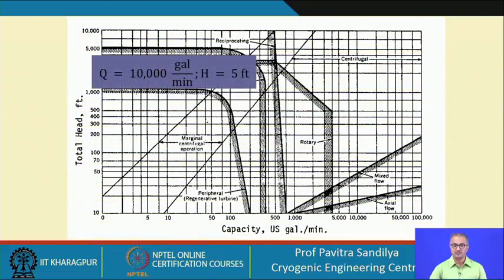Then next we come to the third one. In this case Q is given at 10,000 and H is given at 5 feet. So, again we locate this 10,000 on this axis, and we find that wherever they are intersecting, this is the axial flow. So, in this particular case we shall be recommending axial flow. So, we find that the head is very low, but the capacity is quite high. So, in this case the axial flow pump is recommended.